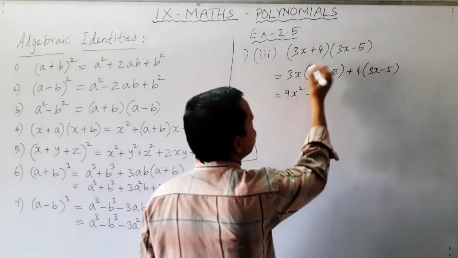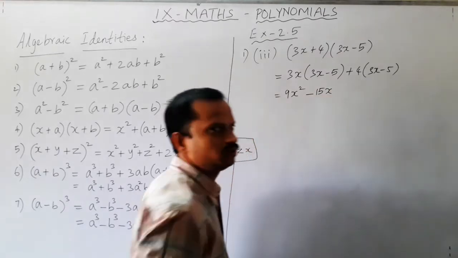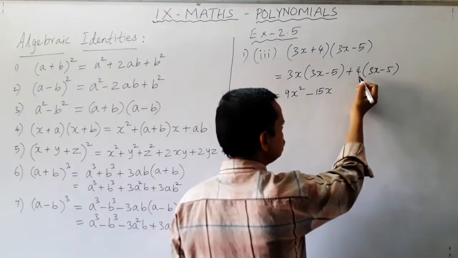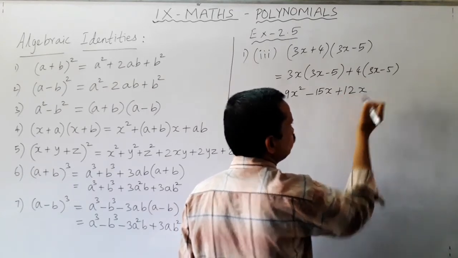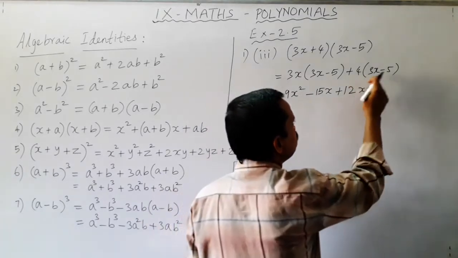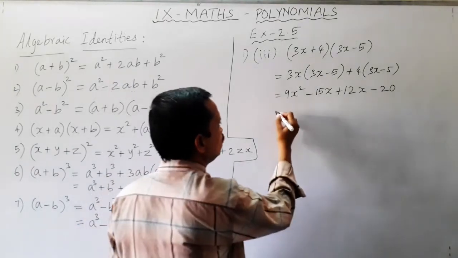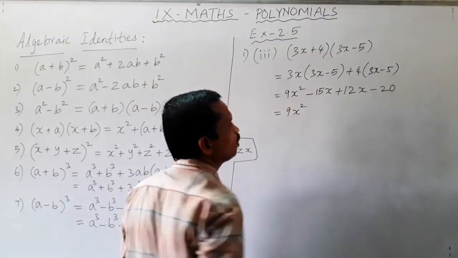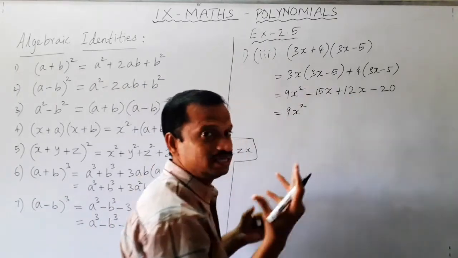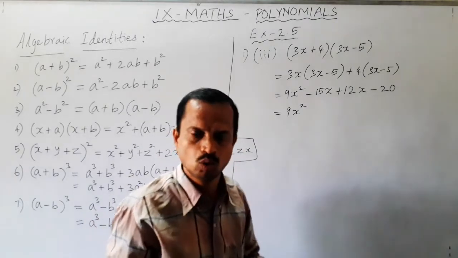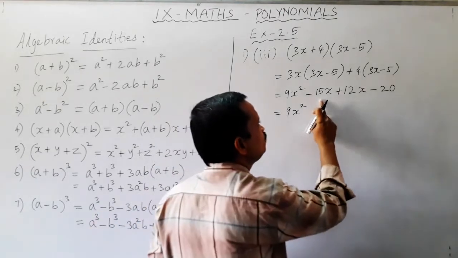So 9x square, and then 3x into minus 5: minus, 3 into 5, 15, and x is there, so minus 15x. And coming to the next part, 4 into 3x, so plus sign only, 4 into 3, 12x. Clear? And now plus 4 into minus 5, minus 4 fives are 20, no variable is there. That's all. So now coming to the next step, 9x square, no other x square term is there, only one term, 9x square. And then you see the like terms you can simplify, only the like terms you can add or subtract, from lower classes itself we are doing that. So minus 15 plus 12.